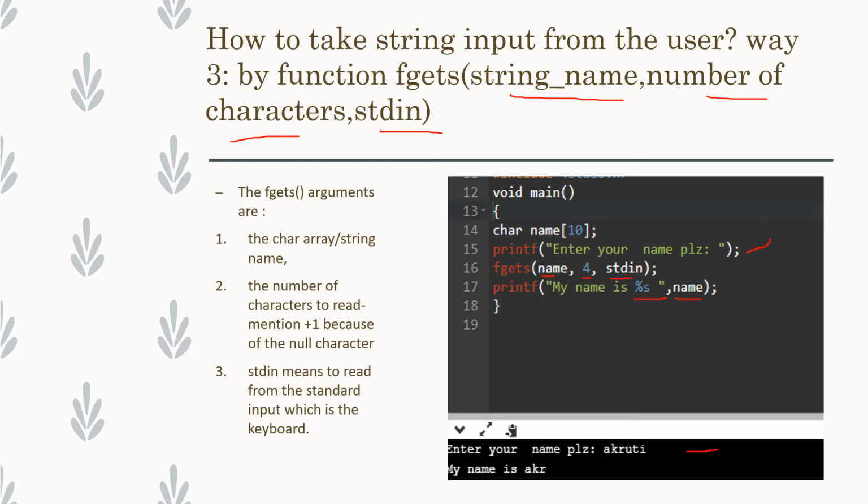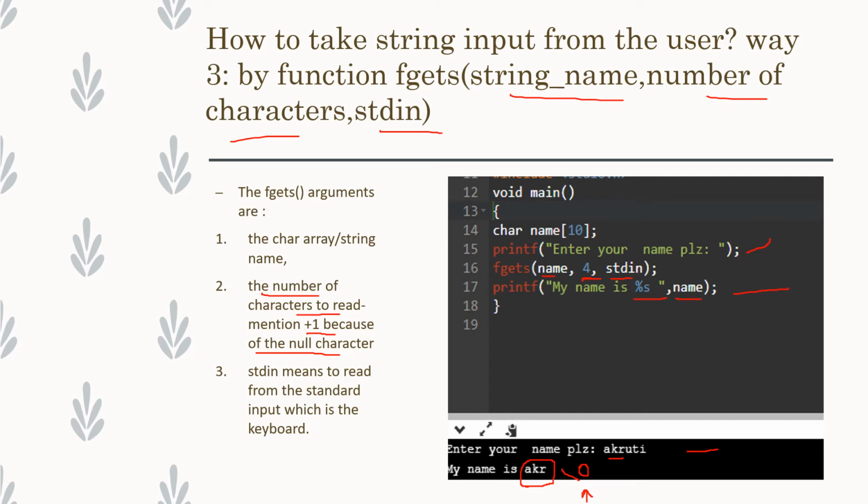Enter your name please. I'm entering my name, Akruti. Second printf statement is my name is %s. Here it takes only 4 letters, in which 3 letters from my name, and which one is fourth? Fourth one is null character. Okay. That's why whenever you want to take the number of characters to read, always mention it +1 because the last character is null. I have mentioned it 4 here, still it has taken only 3 letters AKR because last one it's taking it as null.